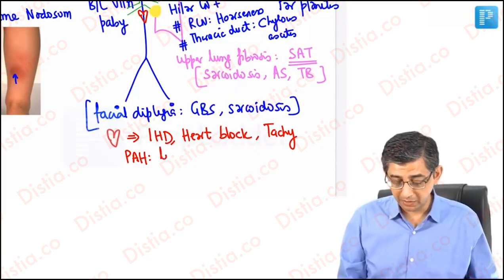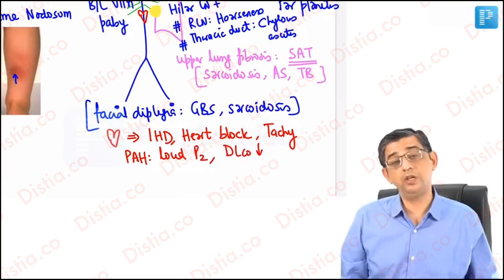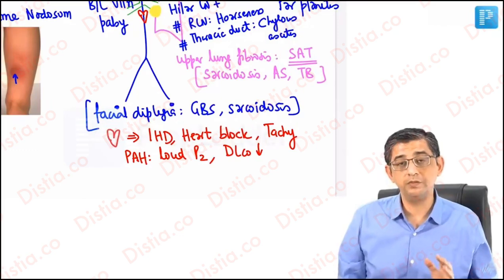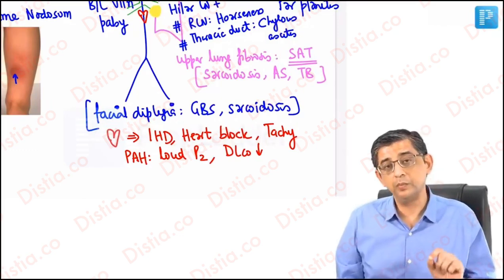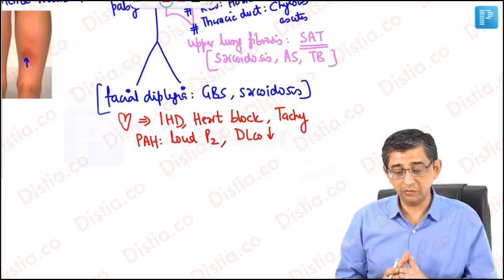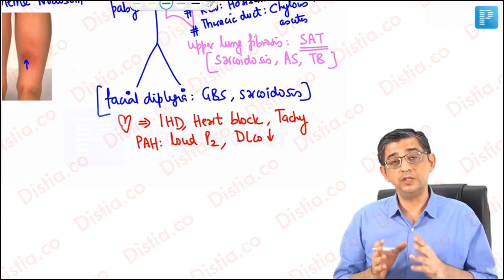If pulmonary artery hypertension is present in any case, he will write terms like loud P2, or he will say diffusion capacity of the lung for carbon monoxide is reduced. I have explained DLCO again in the pulmonary function test component in the pulmonology section of the lab, but then you can see the huge amount of, I would say, flexibility an examiner will have to actually ask you features of sarcoidosis.